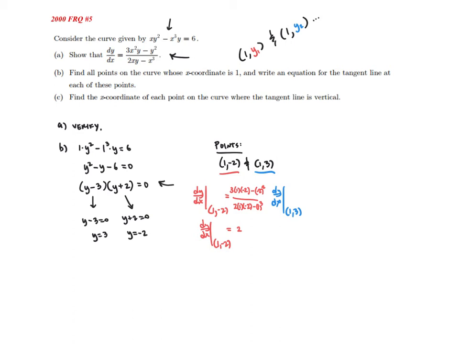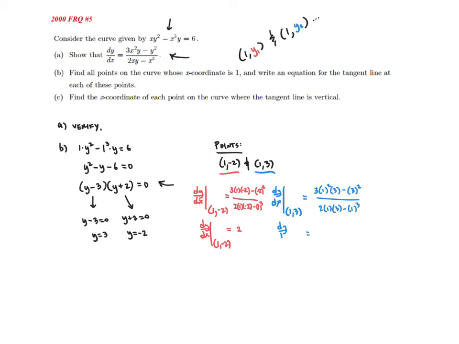Okay, let's do the same thing for the point 1, 3. That'll be 3 times 1 squared times 3 minus 3 squared, all over 2 times 1 times 3 minus 1 cubed.